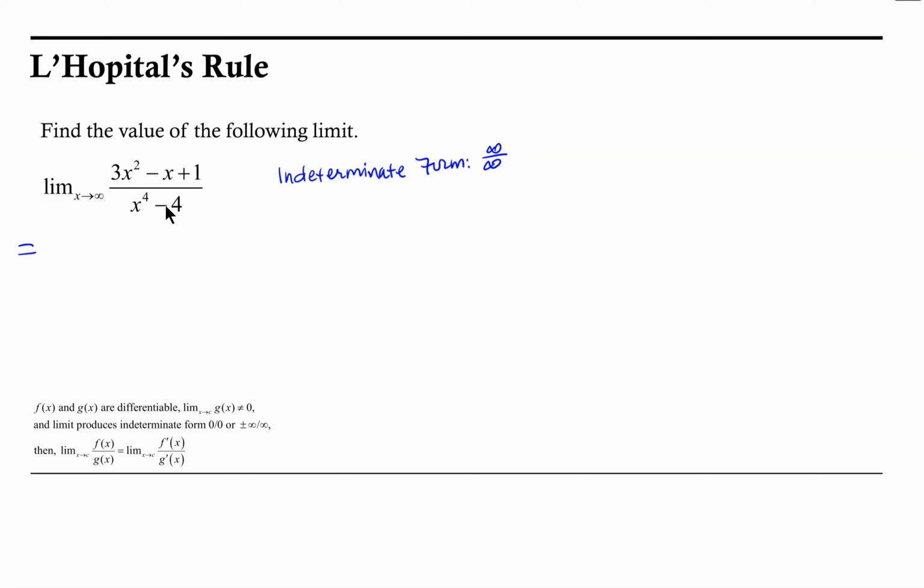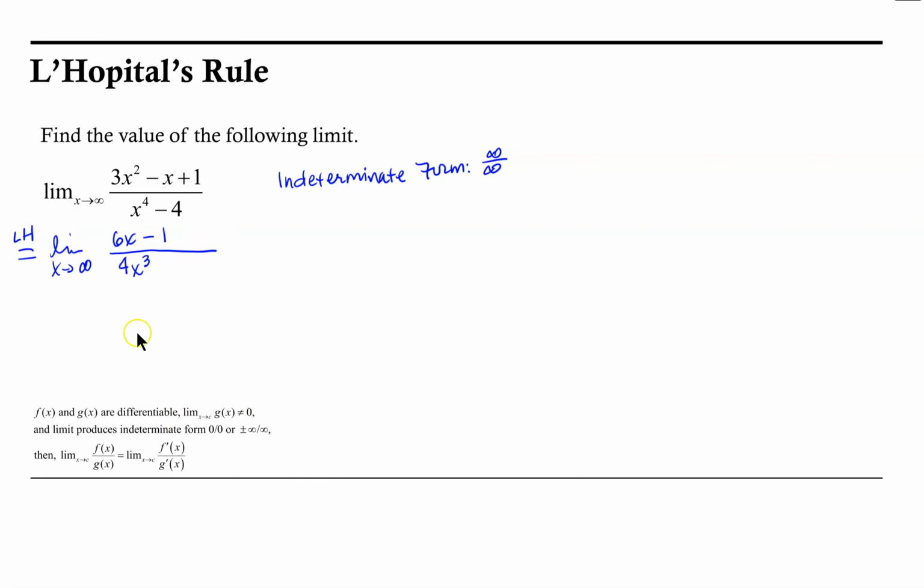So this is equal to, and we will write LH to indicate that what follows is the result of applying L'Hopital's rule, the limit as x approaches infinity. Now the derivative of our numerator is 6x minus 1. And the derivative of our denominator is 4x cubed.